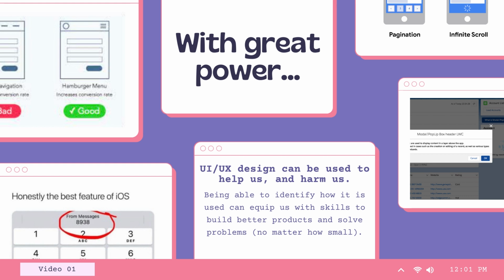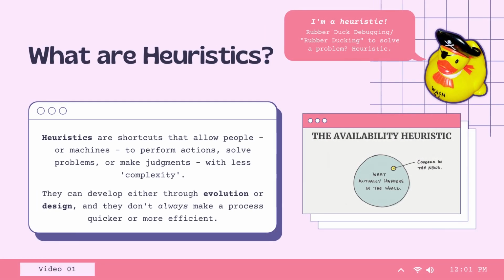How about pop-ups on websites that deliberately hide the X you need to close it? Or how about the feature on your phone that reads your text messages and gives you the 6-digit verification code so you don't need to switch between apps to log in? These are all examples of heuristics.